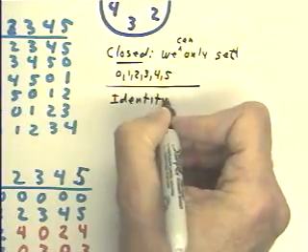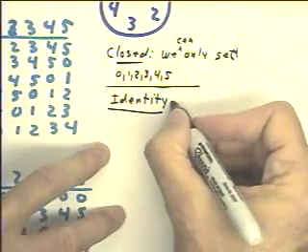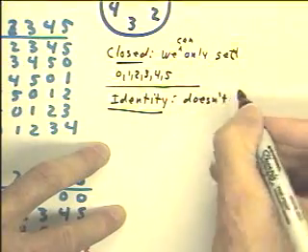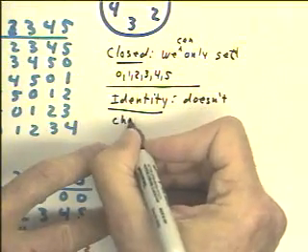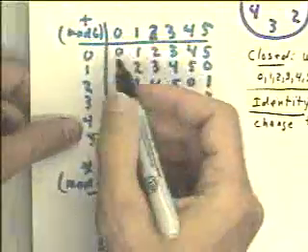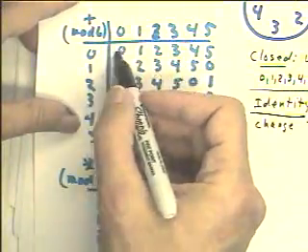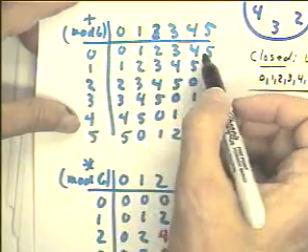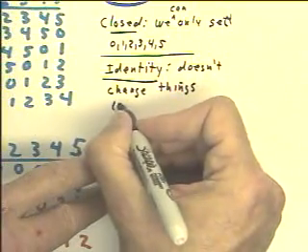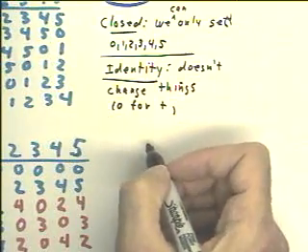There's an identity. An identity is an element that doesn't change things. We see that if we combine a 0 with anything on an addition clock, we're going to get the same thing back. 0 doesn't change things. 0 doesn't change where we are on the clock. So for addition, the identity is 0.